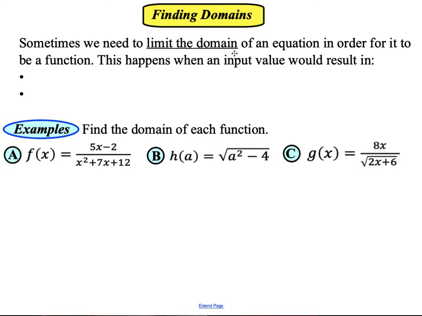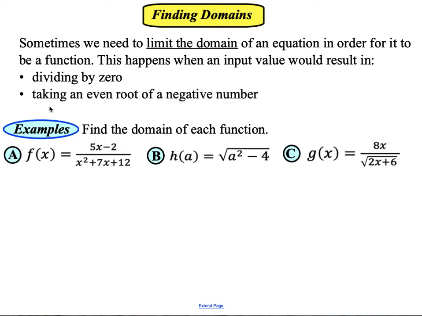Sometimes we have to limit the domain of an equation for it to be a function. That happens when we can get a denominator of 0, or when we have a radical where we get a negative underneath the radical, okay? Taking an even root of a negative number. So let's jump into this one. Letter A, find the domain. So the only thing we really care about is what would make the denominator 0. We don't have any radicals in this one. So what would make that 0?